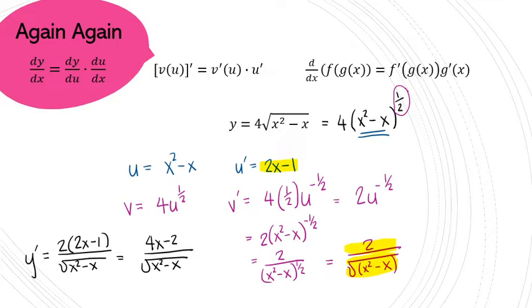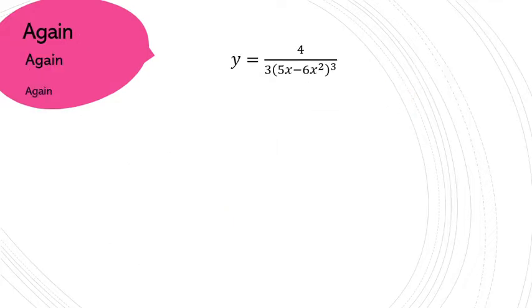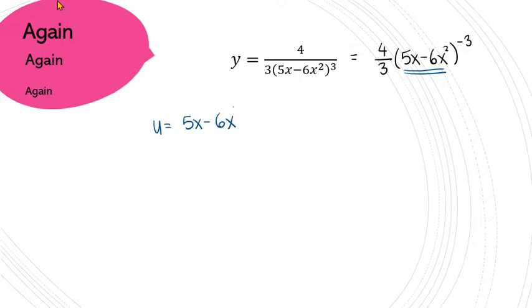I'm fine with this. And once again, trying to make sure we cover all our bases, that we've seen everything we could possibly see. Let's rewrite this one. 5x minus 6x squared, there's our function, but it's also to the power of negative 3. Identifying the inner function, u equals 5x minus 6x squared. Taking the derivative of that, u prime equals 5 minus 12x.